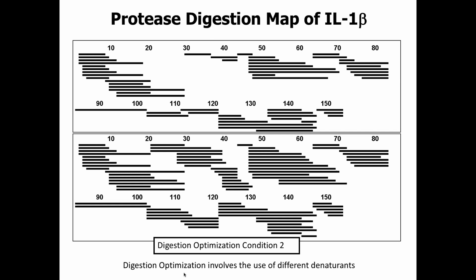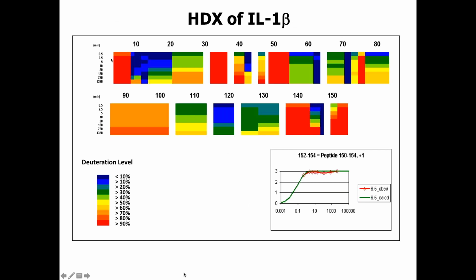Just as an example for IL-1 beta, this is the digestion optimization with 2 different quench conditions. You can see one gives you a higher density and more sequence coverage, so you use that one. You do your multiple time points and determine the deuteration level. You can color code this, so we often refer to these as HDX heat maps. These are the 2 amino acids that we have to drop off.